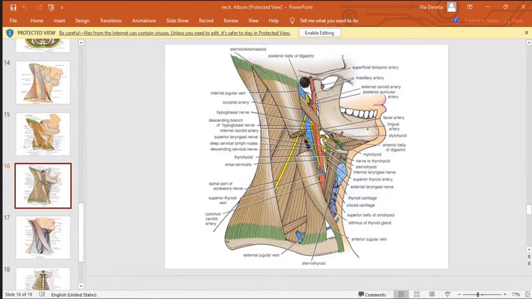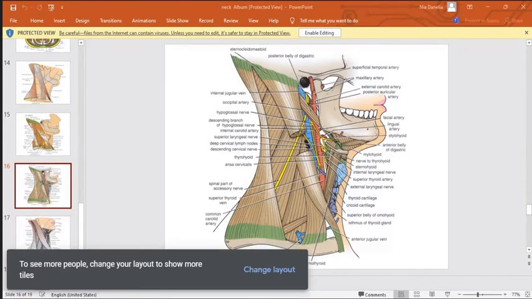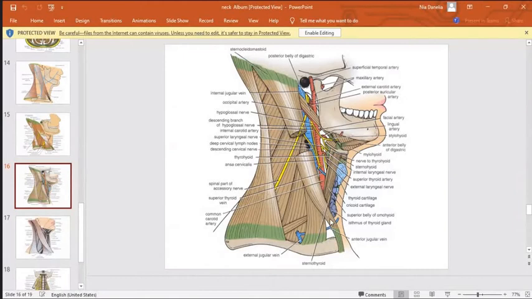Only the external carotid artery gives off branches in the carotid triangle. The internal carotid artery does not give branches in the carotid triangle. When it leaves the carotid triangle, it passes through the carotid canal, and in the cranial cavity it gives off branches which take part in the formation of the circle of Willis.